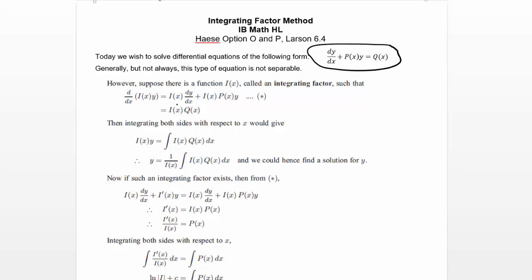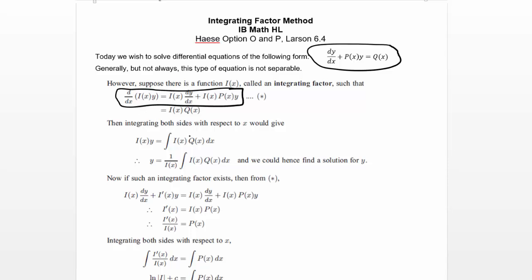We also want this function to have the property that if you were to take its derivative times y, then after you're done with the product rule, you end up getting the expression that would be on the left-hand side. So this is a big if, but in the cases where it does exist, and we're going to see what those cases look like, this is going to yield a differential equation that we can solve.